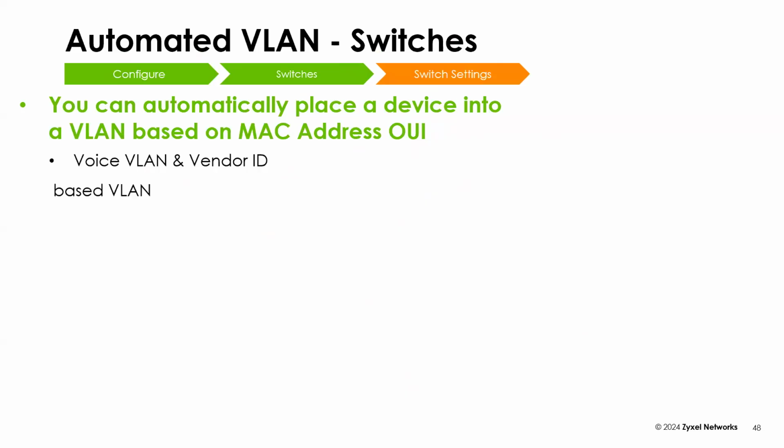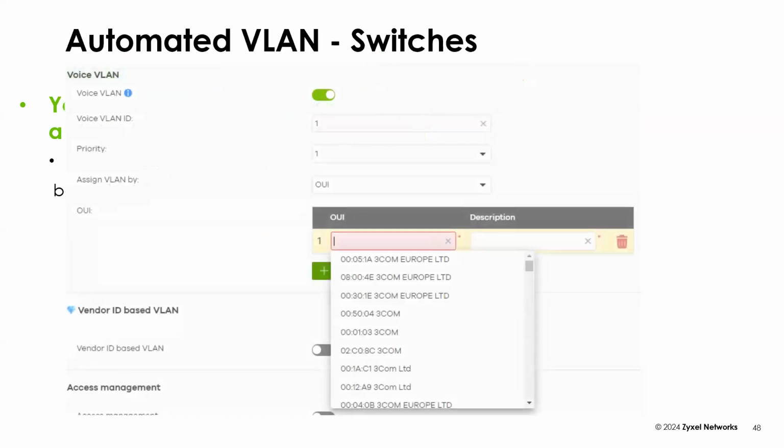So this is a really handy feature, especially for those of you that are doing voice, right? Because chances are you've only got one or two vendors of VoIP phone that you're using. So this way you can just plug in the VoIP phone to any port on your switch, and it will automatically get put onto your voice VLAN rather than needing to configure it on a port by port basis or manually copy in the MAC address of each individual device. So it's a really handy feature to have.